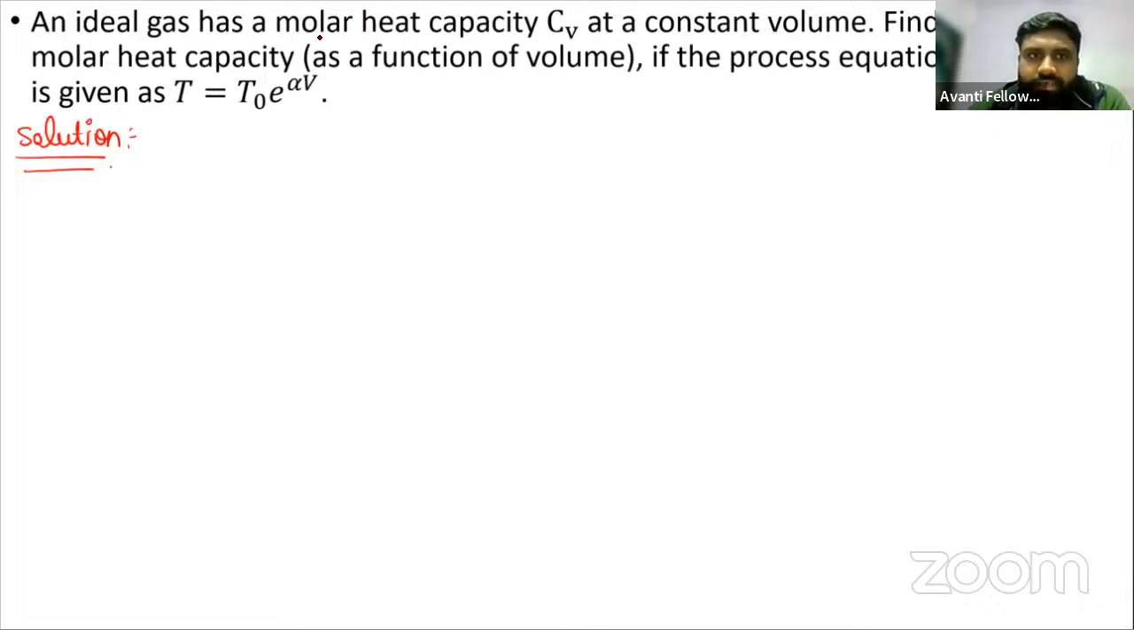This is an ideal gas, and the molar heat capacity Cv at constant volume is given to you. Now you have to find out the molar heat capacity as a function of volume if the process equation is given to you as this. Now we need to move according to the first law of thermodynamics.